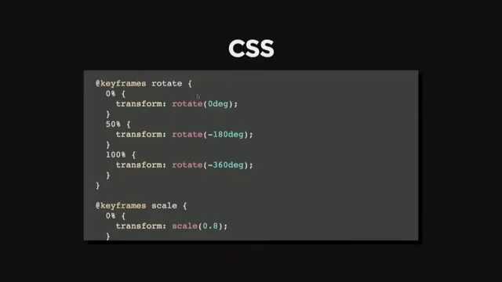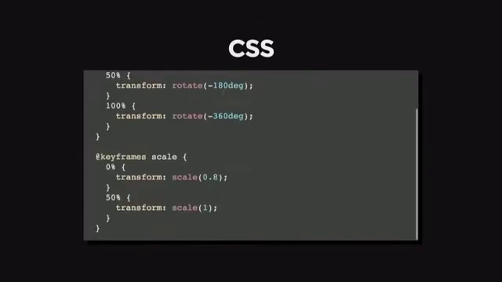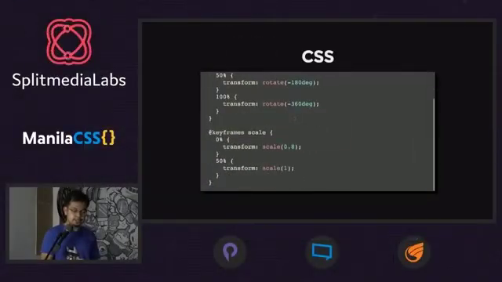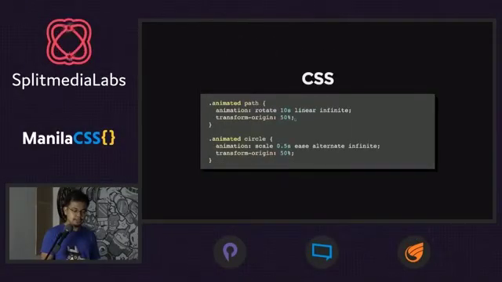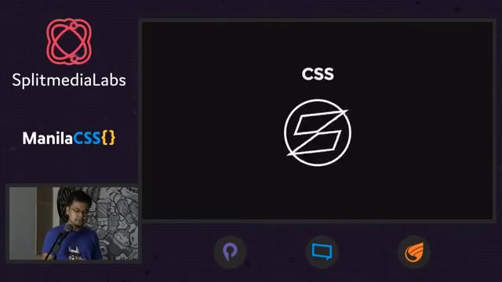good old CSS animation. I defined two keyframes here, rotate and scale. You can use them using the animation property, setting the transformation at the transform origin. That would give us this. So, quick animation using CSS and SVG.